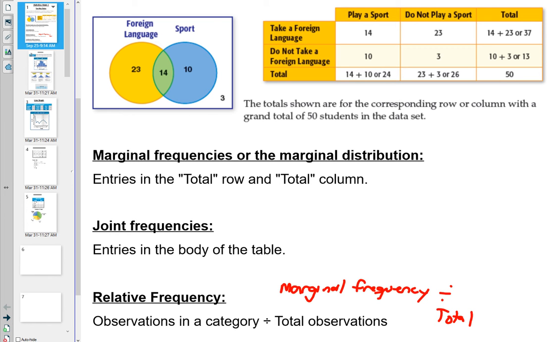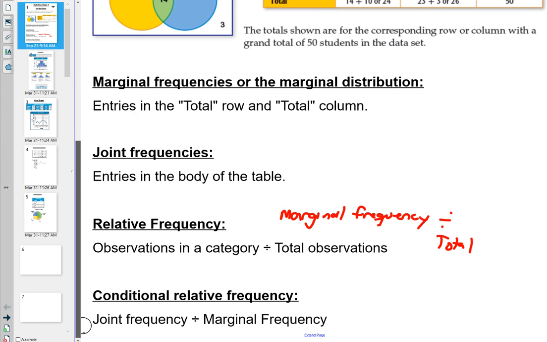You do 13 divided by 50, that will give you 26. That's 26%. Okay, that's called relative frequency. The last one, conditional relative frequency, and these are just names. You don't really need to know the names in order to be able to get these right.